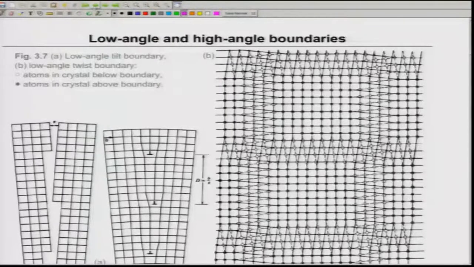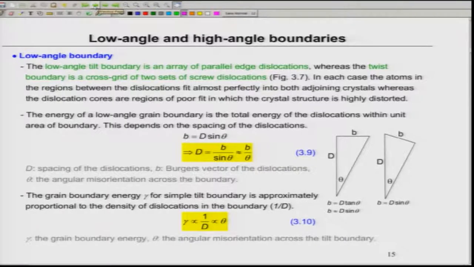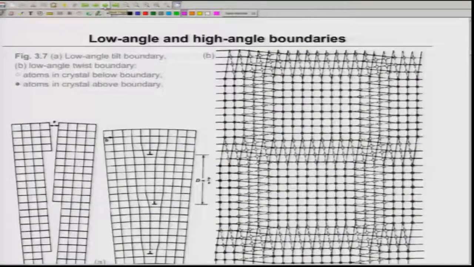Now, a few things you have to understand very clearly. The energy of the low angle boundary is the total energy of the dislocations. Before I go to that, in each case the atoms in the region between the dislocations fit almost perfectly into both adjoining crystals, whereas the dislocation cores are regions of poor fit in which the crystal structure is highly distorted. What is the meaning of that? Most of the crystal fits nicely, see the bonds are very nice, not broken, not even distorted, here also. Similarly here, there, everywhere. Only in the core of the dislocation it is a little bit distorted. Bonds are broken and also distorted. You see a distortion here.